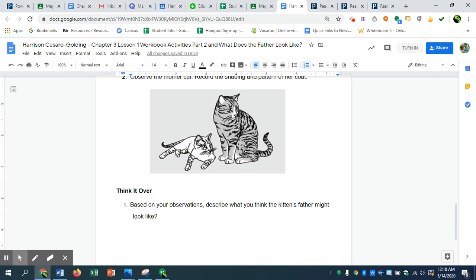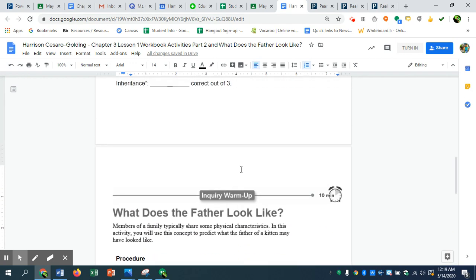For example, I'm left-handed. I'm both, but I write left-handed. All of my sisters write right-handed. So left-handed is recessive. It's not dominant. So I got that recessive trait. They didn't get that.